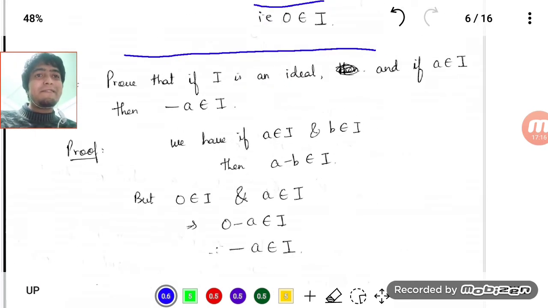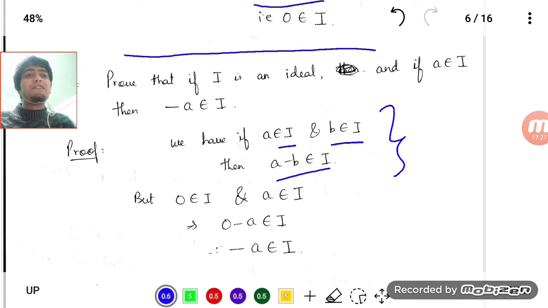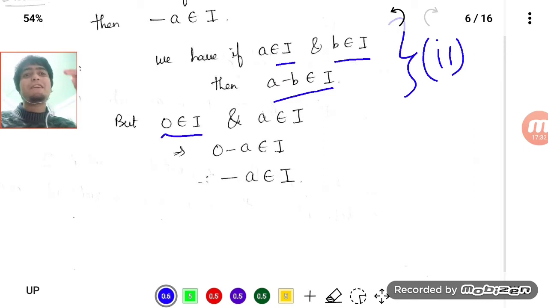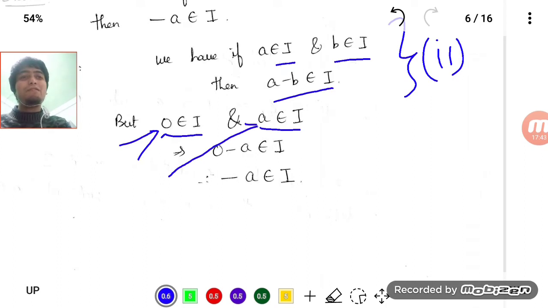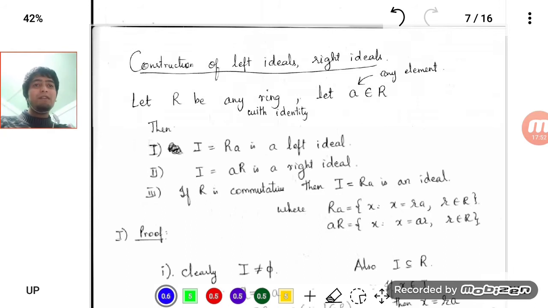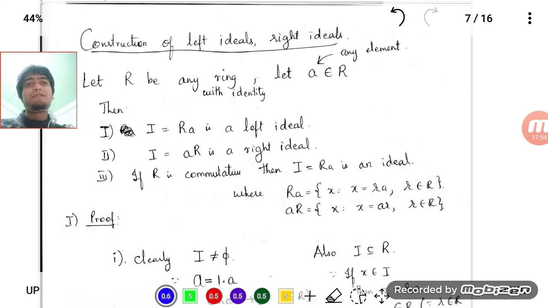Another exercise for an ideal. Prove that if I is an ideal and if A belongs to I, then minus A belongs to I. This is very simple. Condition 2 of an ideal says that if A and B belong to I, then A minus B belongs to I. But 0 belongs to I. How do I know that? Because I is an ideal, it will always contain 0 from the above exercise. And A belongs to I. So when 0 belongs to I and A belongs to I, then 0 minus A belongs to I. Hence, minus A belongs to I. That is also clear. So, two very easy examples.